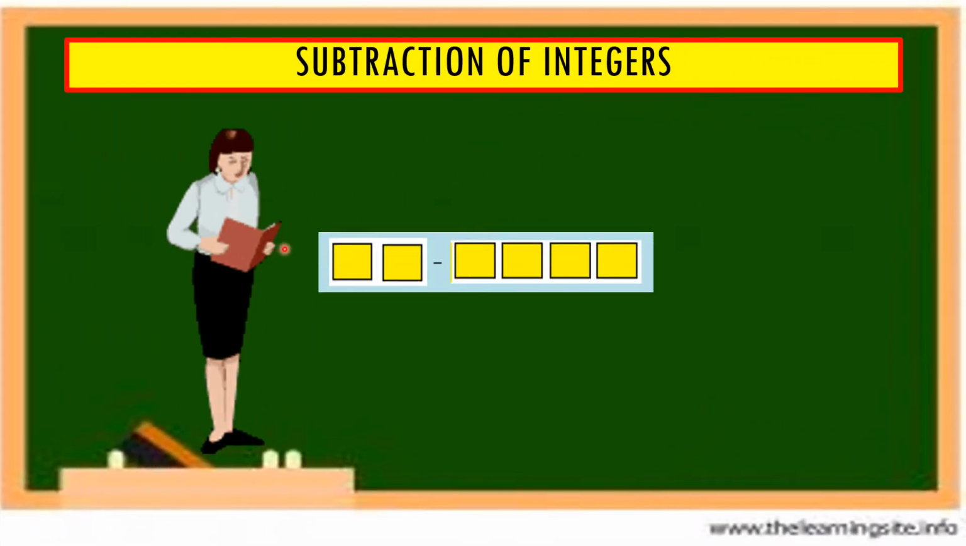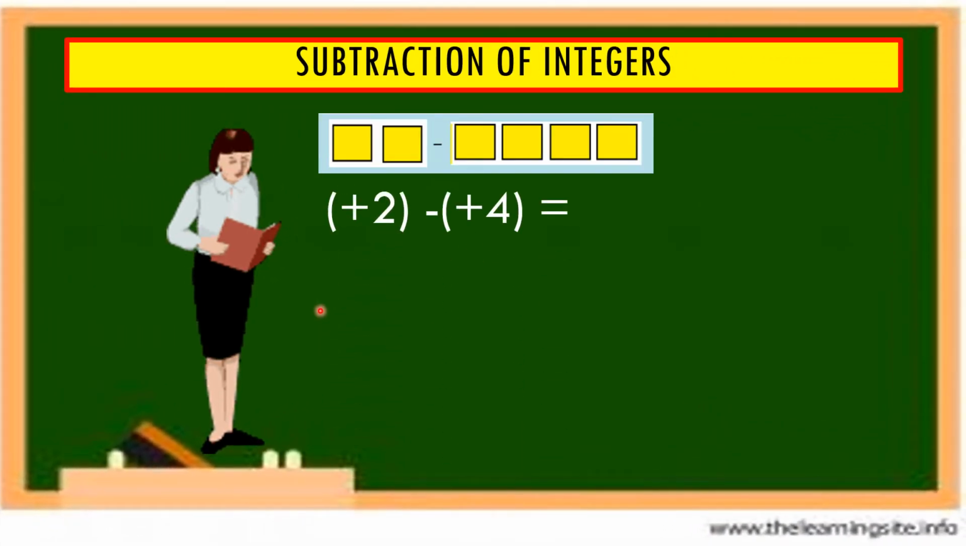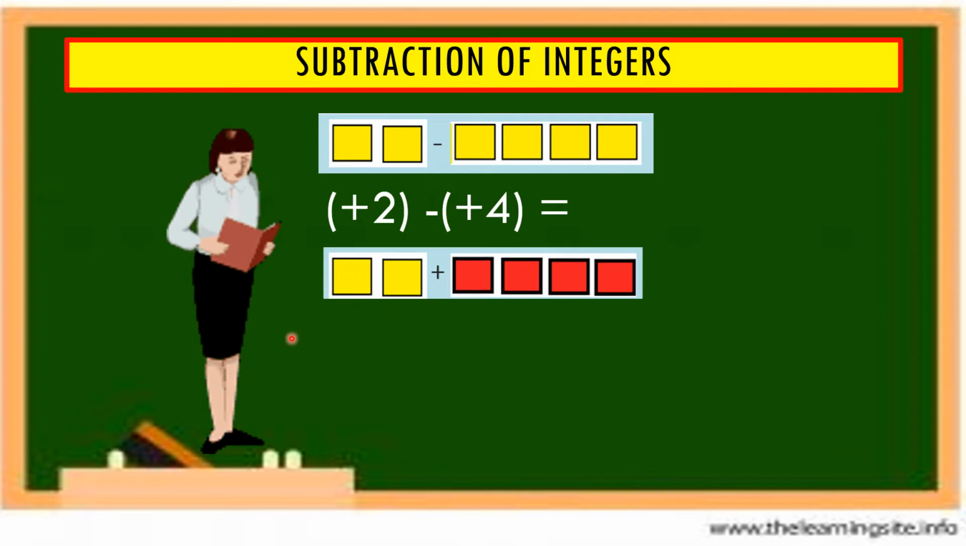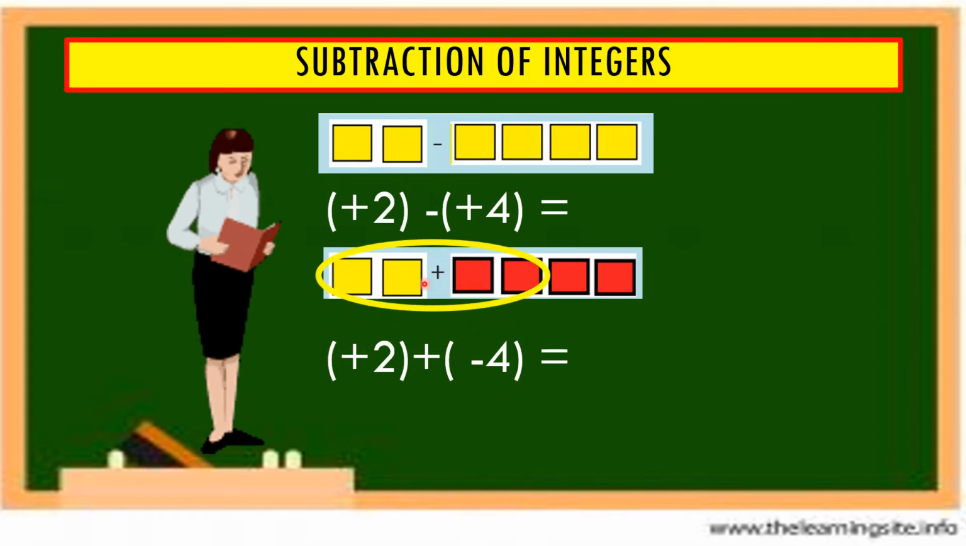We are in the next example. We have +2 minus +4. So again, we'll change the sign of the subtrahend and proceed to the process of addition. It will become +2 plus -4. So we have 2 plus -2 is 0. So what is +2 plus -4? The result is -2.